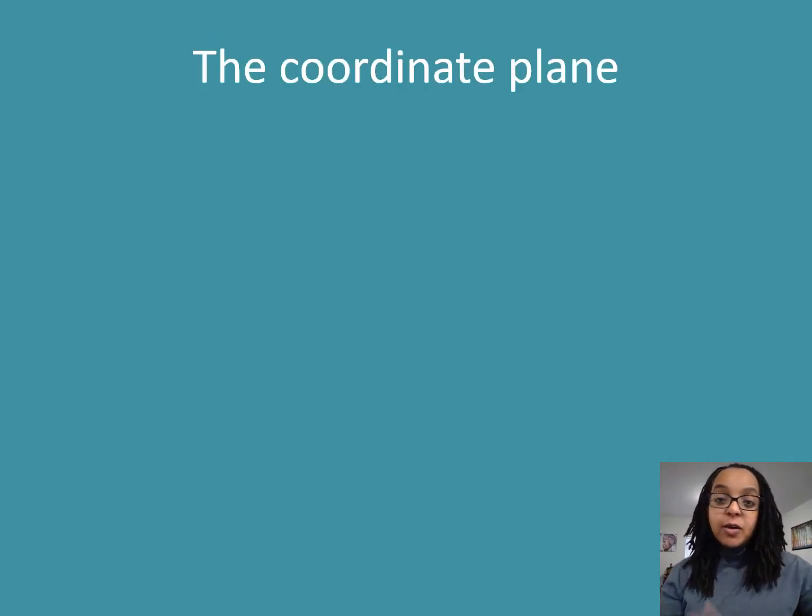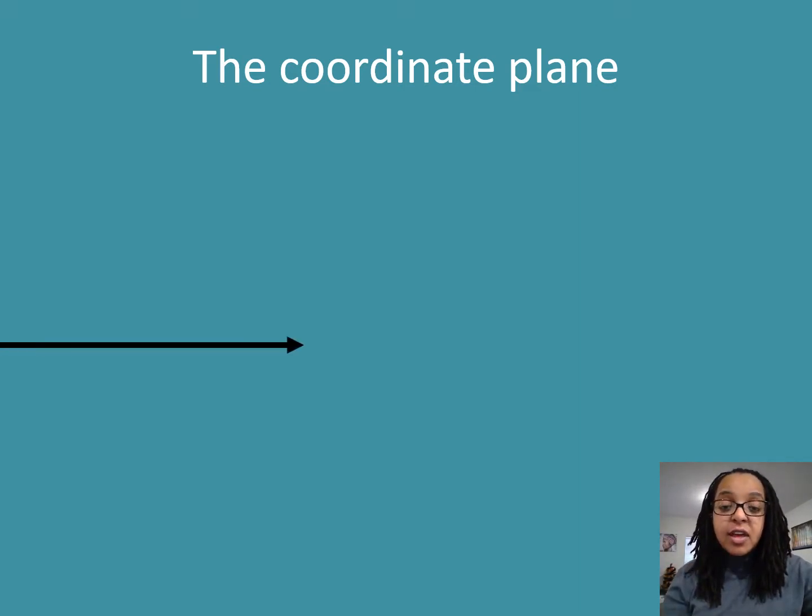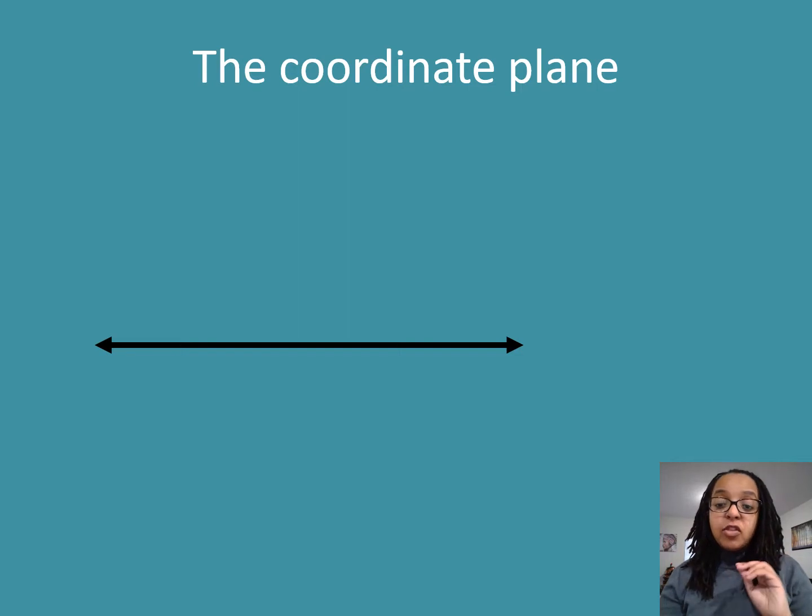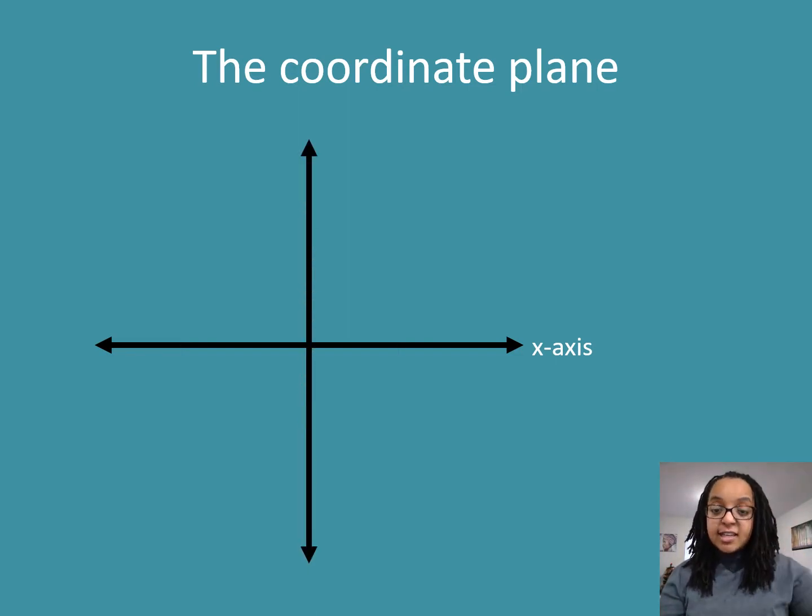So we're going to be talking about a coordinate plane, and a coordinate plane is very similar to a graph, and it has 2 parts to it. The first part is a horizontal line that is called your x-axis, all right? It's a horizontal line. The second part of a coordinate plane is a line that goes vertically, just like this, and this line is called your y-axis.